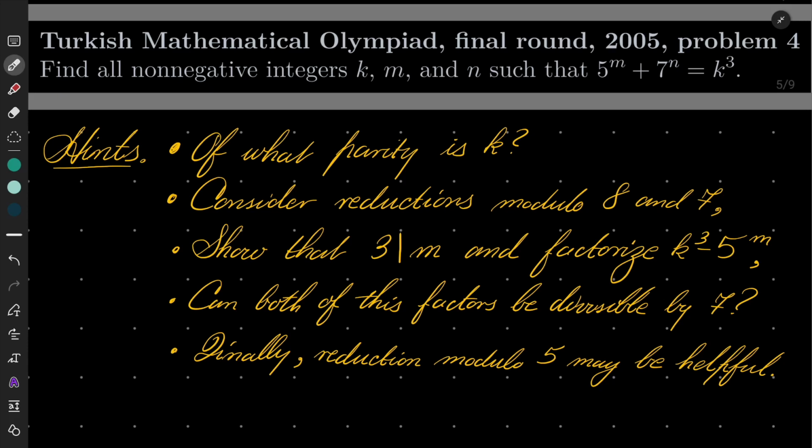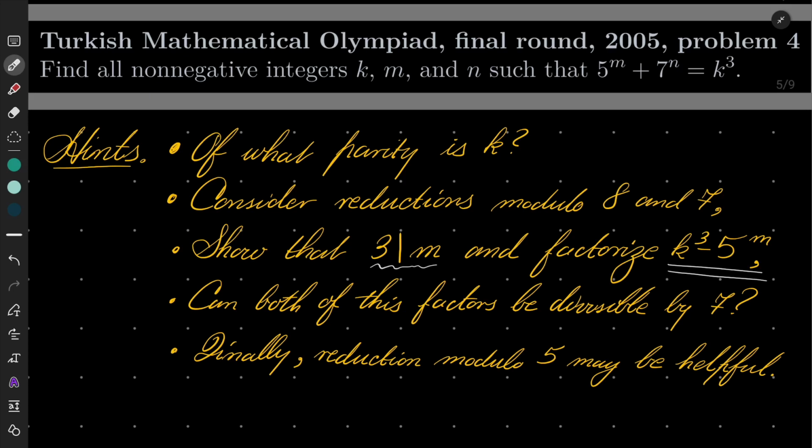So my hints for this problem: it's all about reductions modulo something. First of all, you can pretty easily guess the parity of k, and then you can consider reductions, first modulo 8 and then modulo 7, which will hopefully show that 3 must divide m. In other words, m must be divisible by 3, and that allows us to factorize this difference of numbers, because we have a difference of cubes.